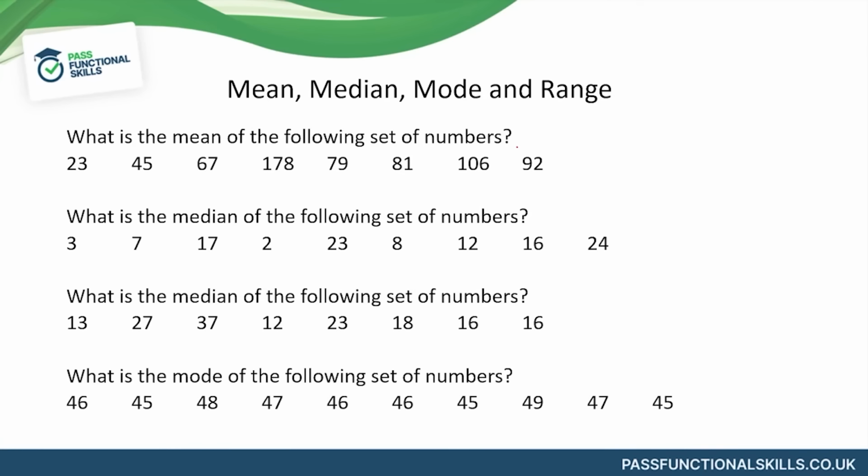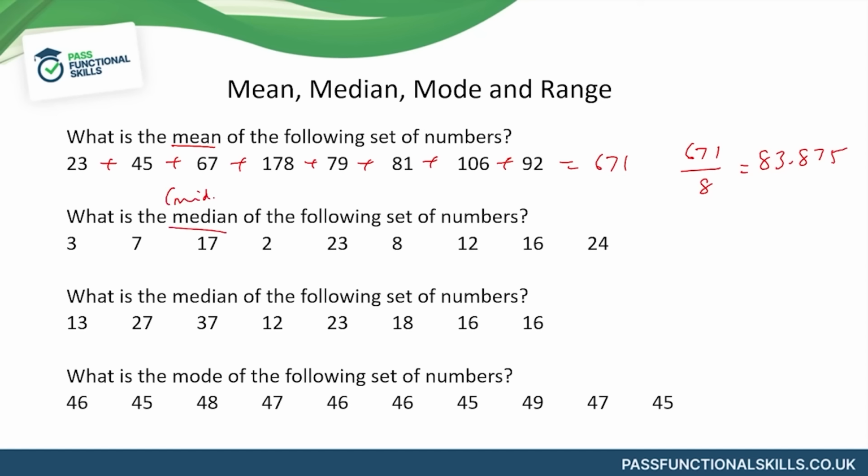So let's move on and look at averages. Mean, median, mode are 3 ways you can work out an average. Range is linked to the topic of averages, but range is not an average, but mean, median, mode are. So what is the mean of the following set of numbers? Now the mean is the only one of the 3 where you actually need to do some maths. So what we need to do is we add them all up and then we divide by how many numbers there are. Now if I add all of these numbers together, I get 671. So the mean is 671 divided by 1, 2, 3, 4, 5, 6, 7, 8. And 671 divided by 8 is 83.875.